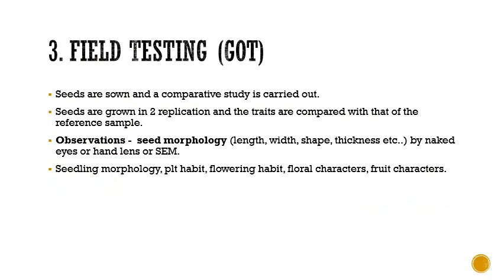So the third category is field testing or the grow out test, infamously known as GOT. Here the seeds are sown and a comparative study is carried out. Seeds are grown in two replications and the traits are compared with that of the reference sample or standard plants. Observations are made on seed morphology such as length, width, shape, thickness, etc. by naked eye or hand lens or scanning electron microscope. Then again, plant morphology such as plant habit, flowering habit, floral characters and fruit characters are also observed in field testing.